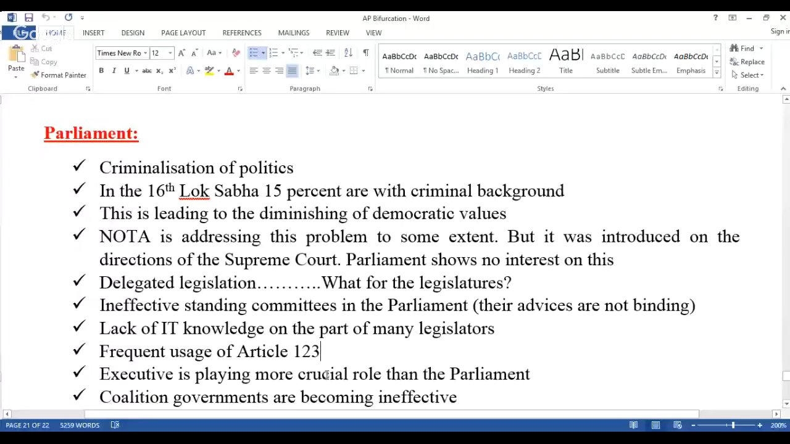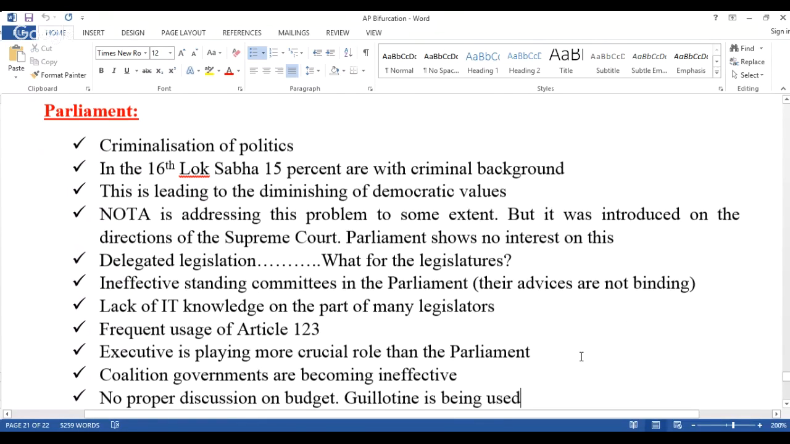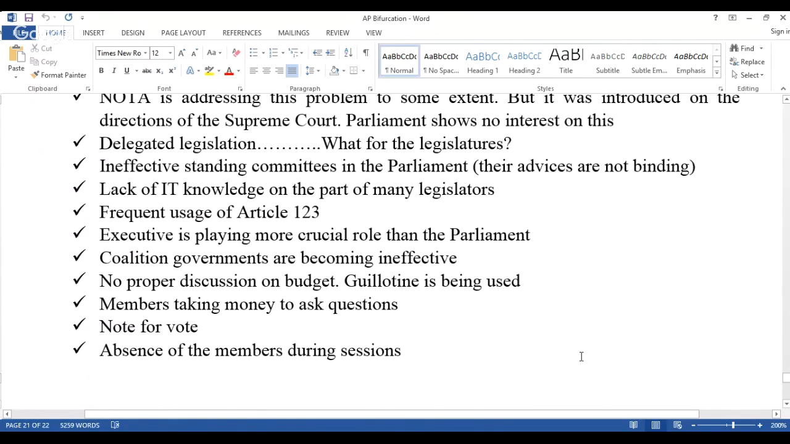Look at this: the executive playing a more crucial role than the Parliament. Executive means the Prime Minister and the Council of Ministers. They already decide well in advance what the bills are, right? Since they have the majority, the bills will be pushed and passed. And coalition governments are becoming ineffective.